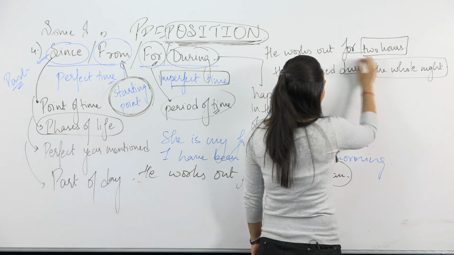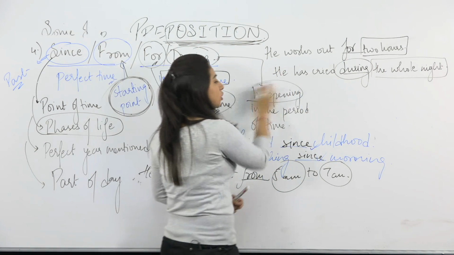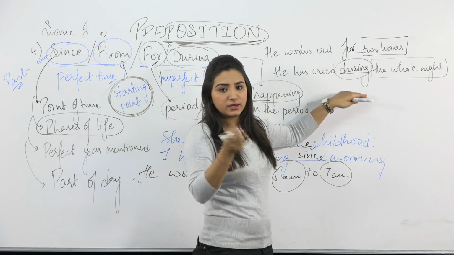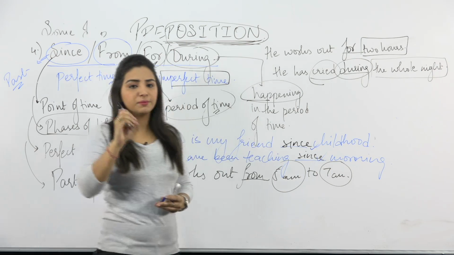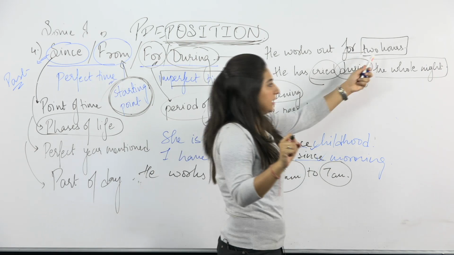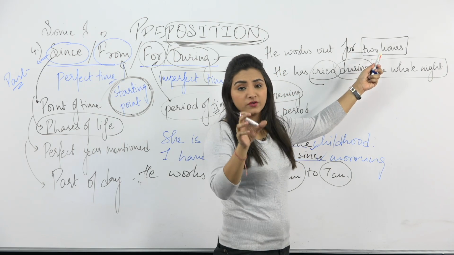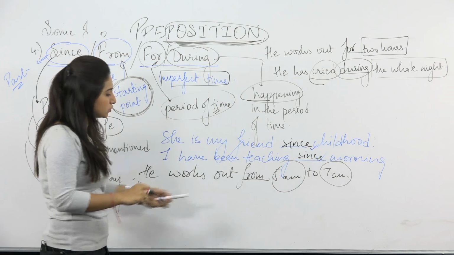During here. Now why are we placing during? Because we have a period of time and the happening is also given. What happened the whole night? He cried. So whenever we have a happening during a period of time, what we use is the word during. When we have imperfect time but we are not sure of the perfect time, that is why we'll use from. And if we have the starting point, we'll use from.